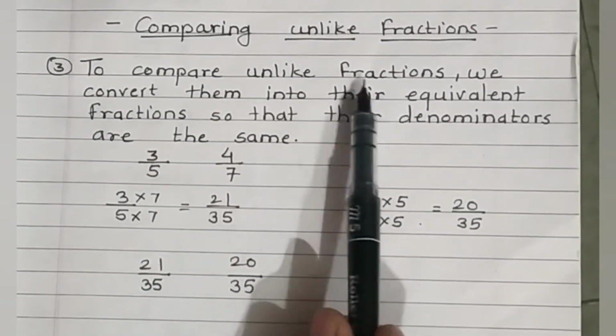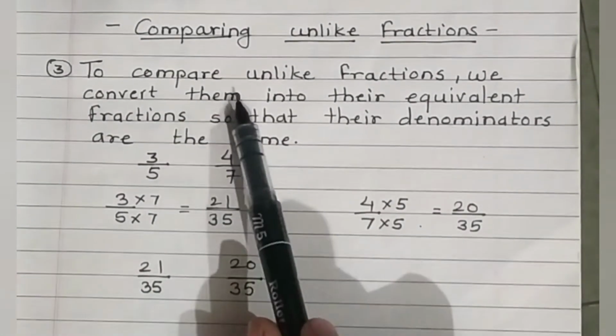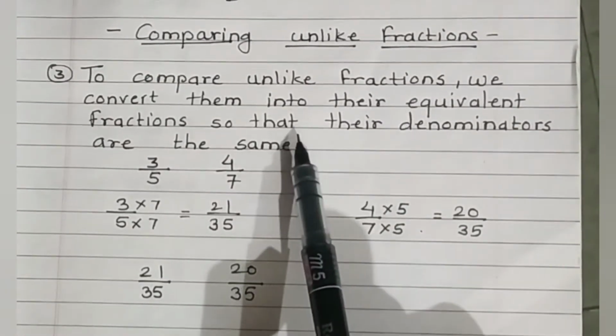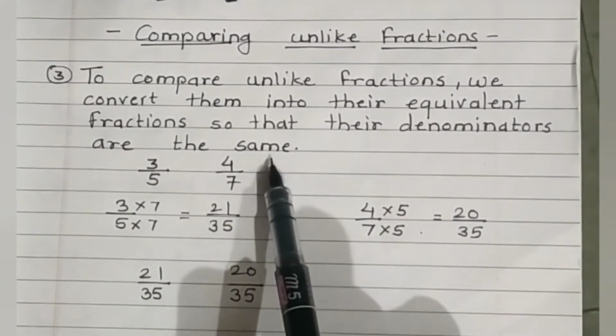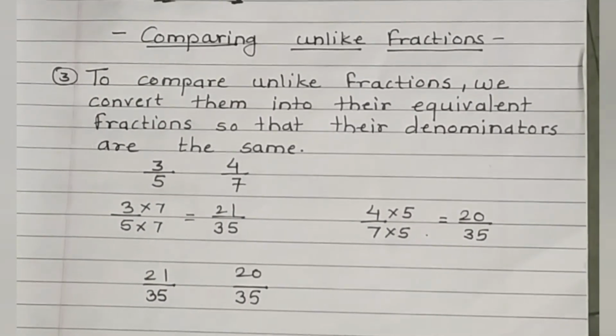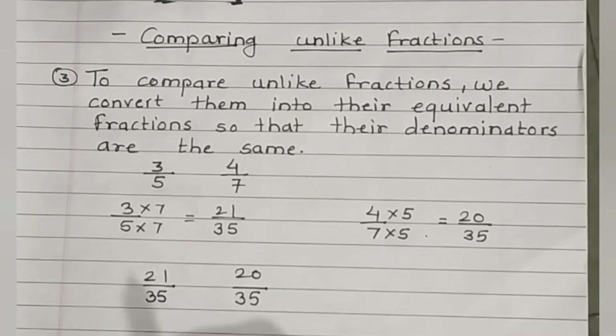To compare unlike fractions, we convert them into their equivalent fractions so that their denominators are the same. So if unlike fractions are there, we have to convert them into their equivalent fractions.